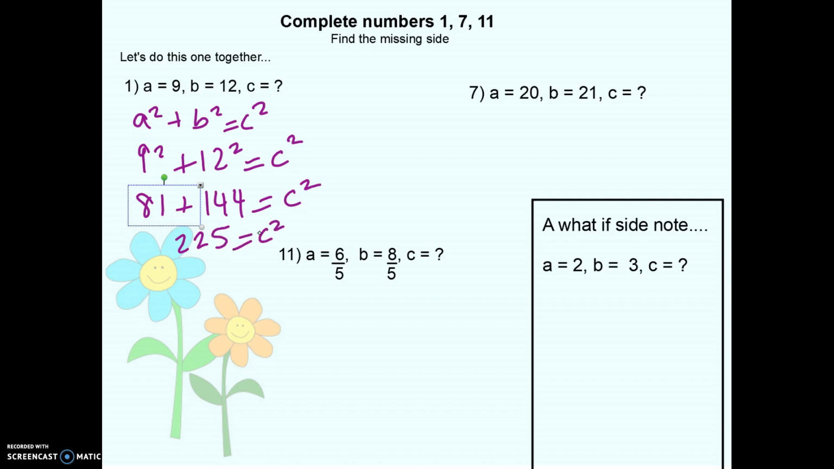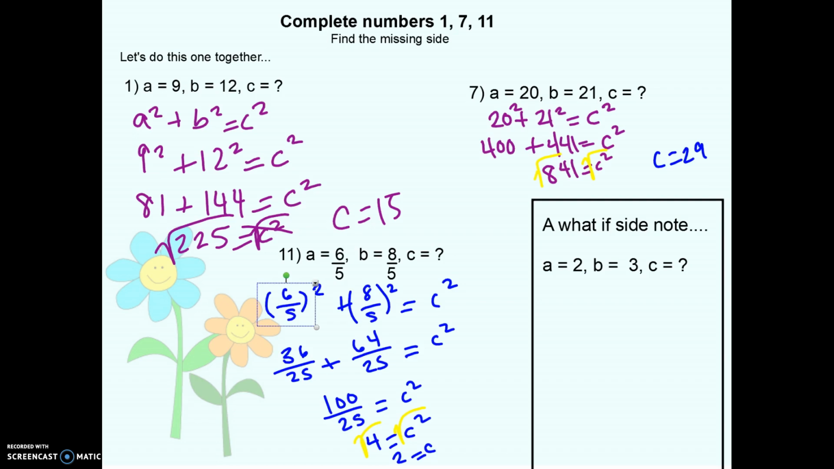Now, in order to solve this, I have to do the opposite of c squared. And the opposite of squaring something is taking the square root. So I take the square root of both sides. That'll cancel out the square and leave me with c equals 15. So my answer, my missing side of my hypotenuse, is 15. Try doing number 7 and 11.